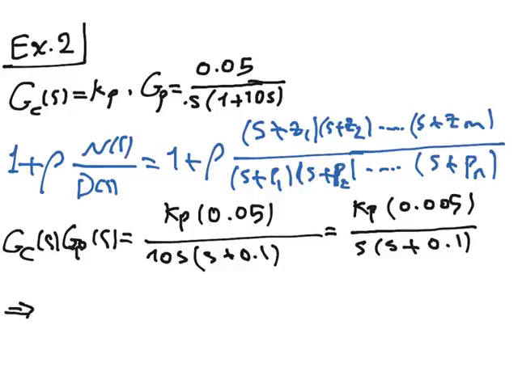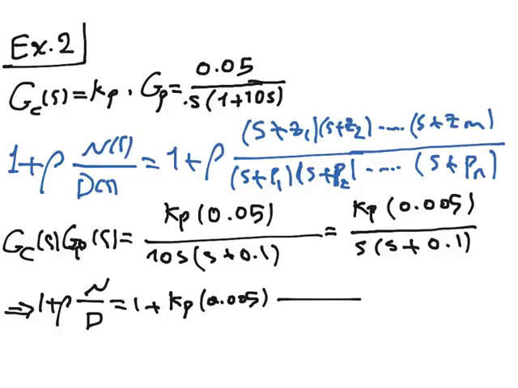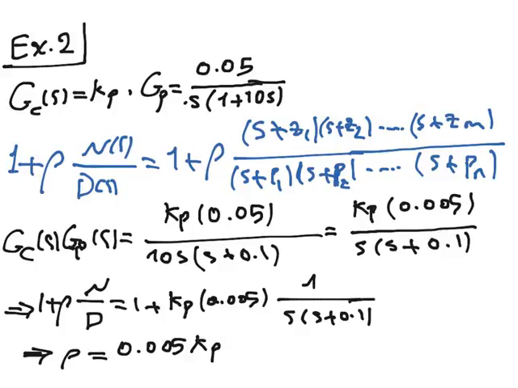Accordingly, 1 plus rho n over d will be equal to 1 plus Kp times 0.005 times 1 divided by s times (s plus 0.1). And then from here we can say that rho is equal to 0.005 Kp, or in other words, Kp is equal to 200 times rho.